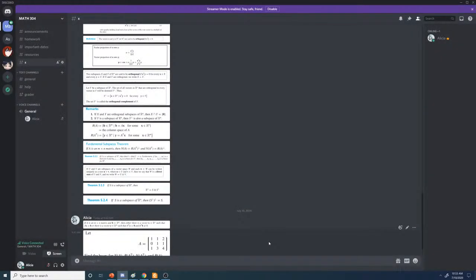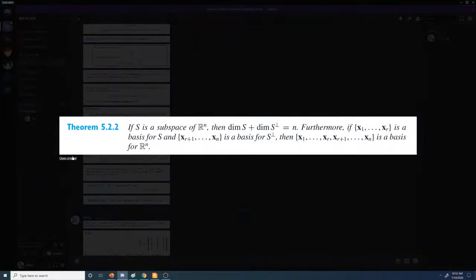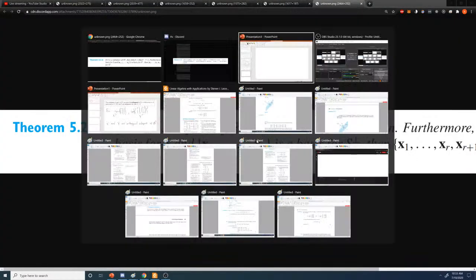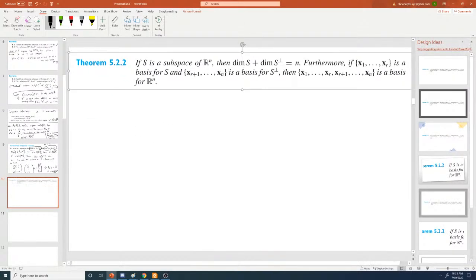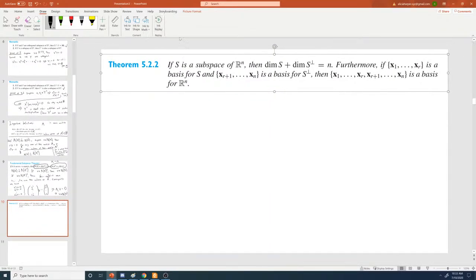We have another result that I want to talk about. And this is the first kind of major structural result on the structure of orthogonal subspaces. So suppose that S is a subspace of Rn, then the dimension of S plus the dimension of the orthogonal complement is equal to n. Furthermore, if x1 through xr is a basis for S, and xr plus 1 through xn is a basis for the orthogonal complement of S, then the union of these two, the list that starts with these and then ends with these, is also a basis for Rn. So here's how the proof goes.